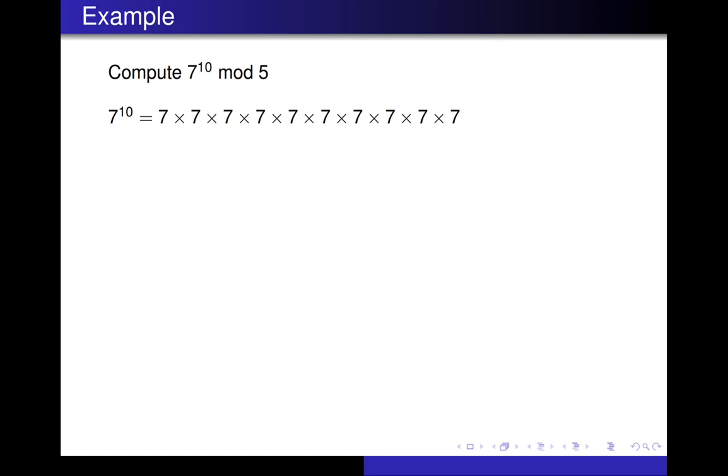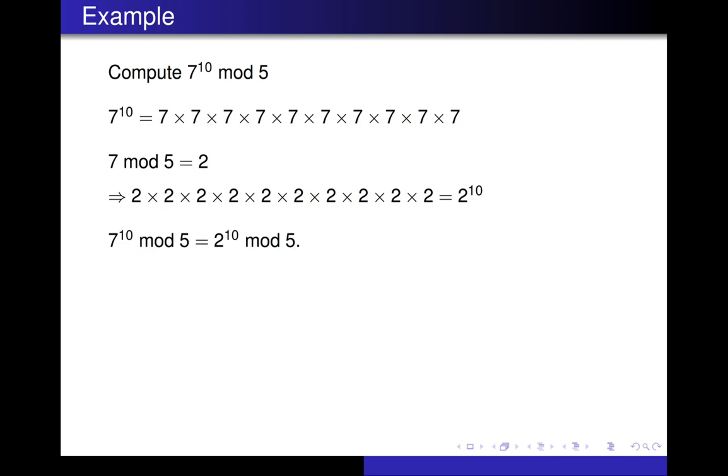Now, if you think back to what we did for multiplication, since we're multiplying, we can replace each of those 7s with 7 mod 5. 7 mod 5 is just equal to 2, so we can replace each of those 7s with a 2 to get 2 to the 10. And then all we have to do to find 7 to the 10 mod 5 is find 2 to the 10 mod 5. And they're equal. Notice that 2 to the 10 is a lot smaller than 7 to the 10. So already we've made some progress. Now, 2 to the 10 is still a really big number.